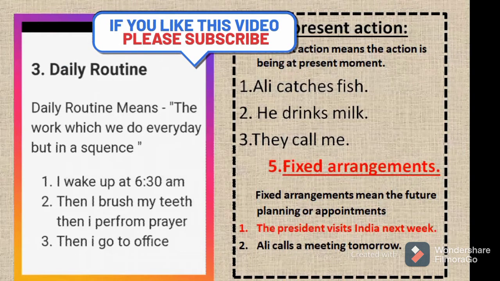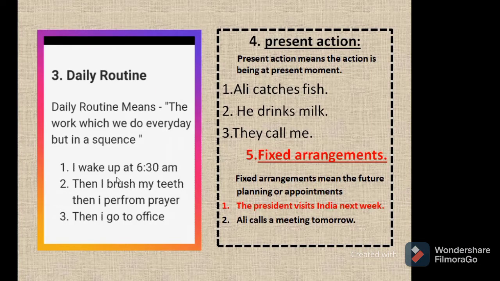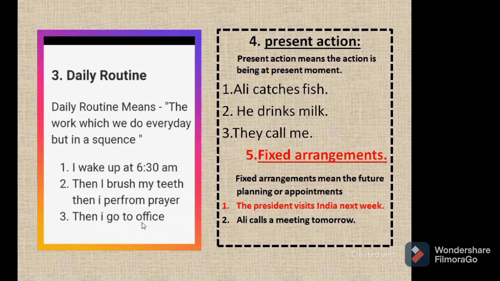Next comes, it shows our daily routine. Daily routine means the work which we do every day, but in a sequence, in order, regularly. For example, I wake up at 6:30. This is our daily routine. Then I brush my teeth. Then I perform prayer. This is my daily routine. Then I go to office, go to bazaar, go to shop everywhere. This is also a daily routine.